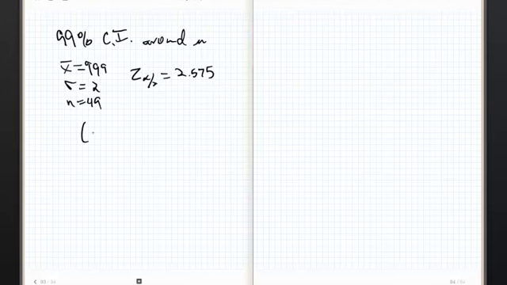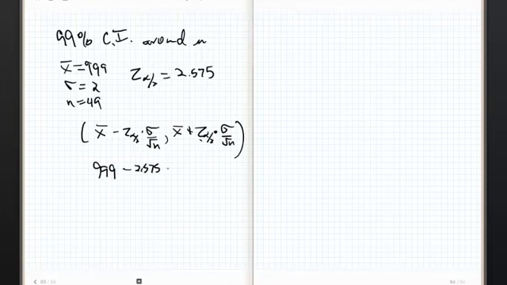All right, so here we go. Remember, it's x bar minus z alpha halves times sigma over root n, comma, x bar plus z alpha halves times sigma over root n. I'm kind of breaking my rules about fractions here. I usually don't build them on diagonals, but that is what it is. Then plug and chug. So 999 minus 2.575 times 2 over root 49, and 999 plus 2.575 times 2 over root 49.